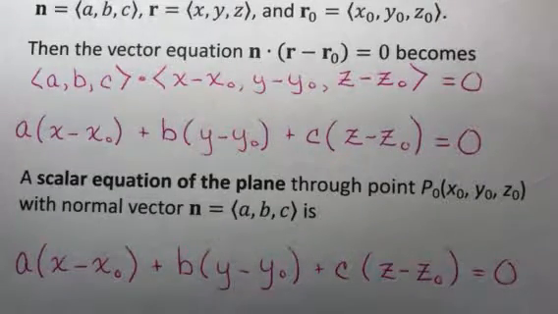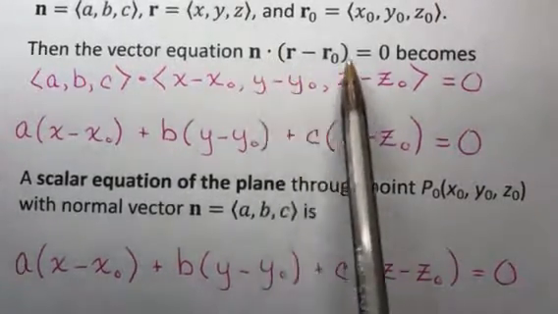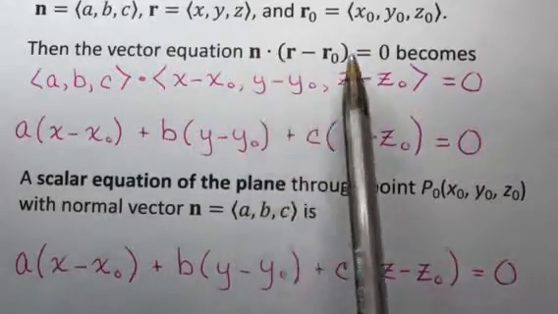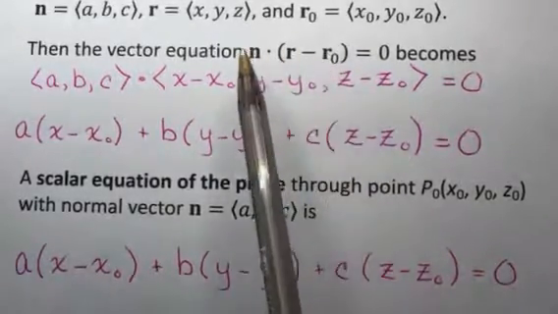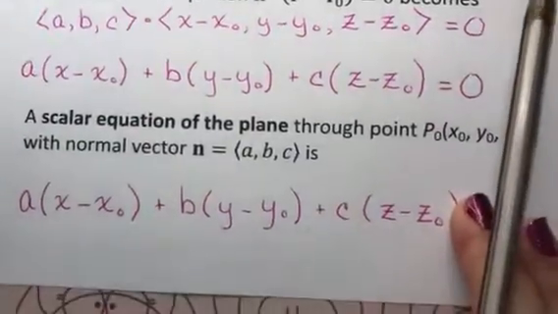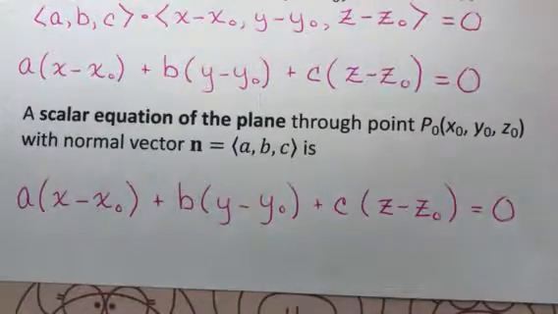So when we write it like this, it's the vector equation because it's written in vectors. This one's called the scalar equation because it's written with scalars, with numbers. Okay? All right, ready to try an example?